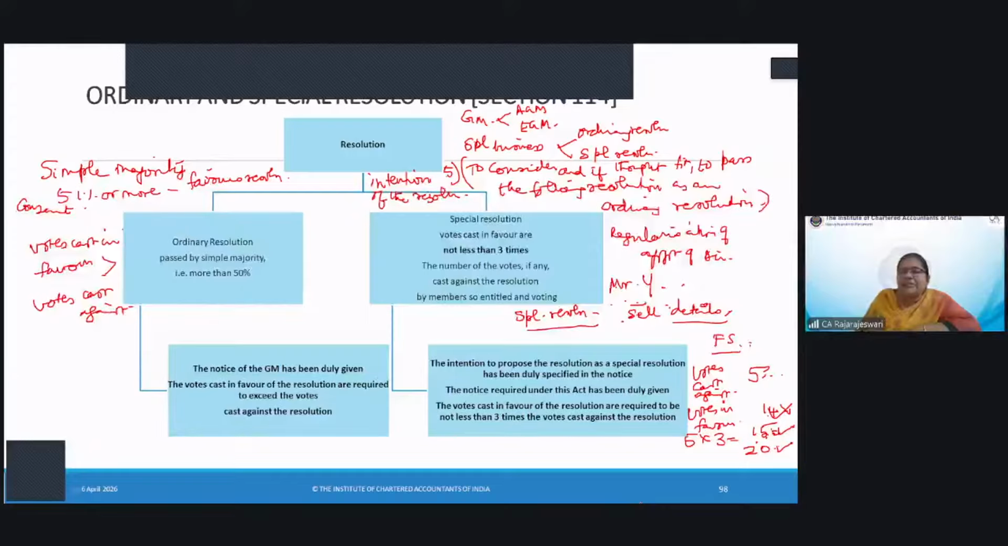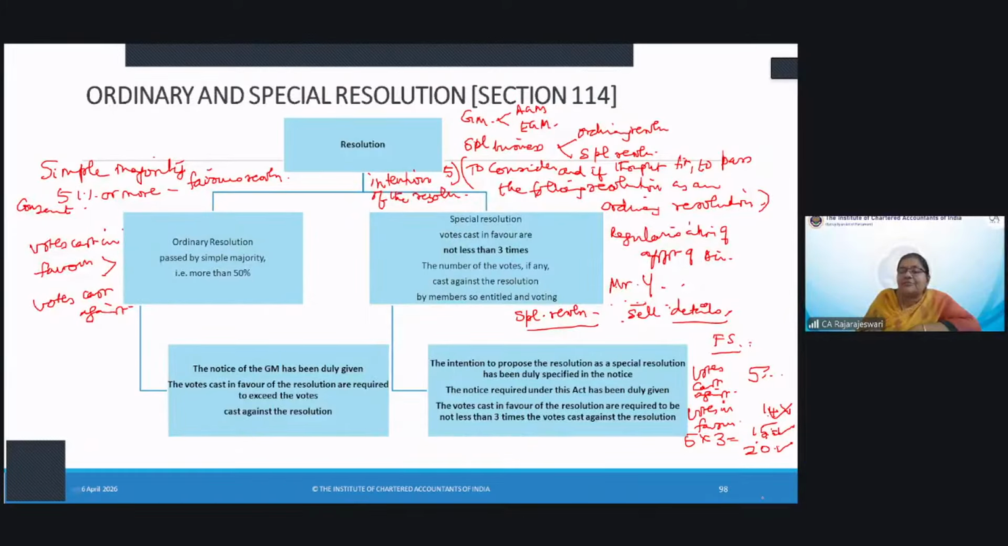So the intention to propose the resolution as a special resolution has been duly specified in the notice, that is, to consider and if thought fit. If you open the notice, you will find this resolution. You can download any notice. You will find that the paragraph starts with this. That is called the intention of the resolution.